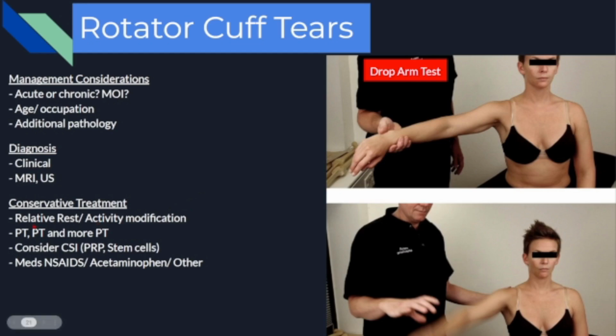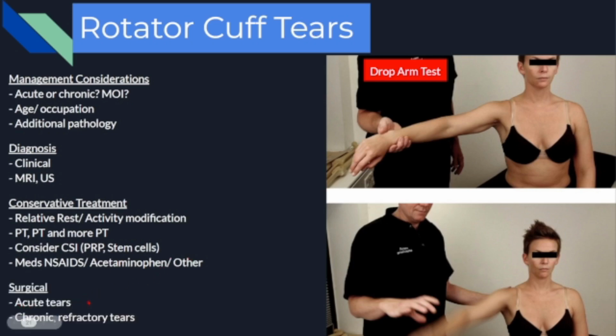Most patients will get better with relative rest and activity modification, lots and lots of physical therapy. This is very well studied now because this condition is so common. You can certainly consider a steroid injection as it is much more benign than surgery, although you can imagine a steroid injection does not fix a tear. You can consider PRP and stem cells. That's some modern medicine that's probably going to find a role in managing this, but we're not quite there yet. And then NSAIDs, Tylenol, etc.